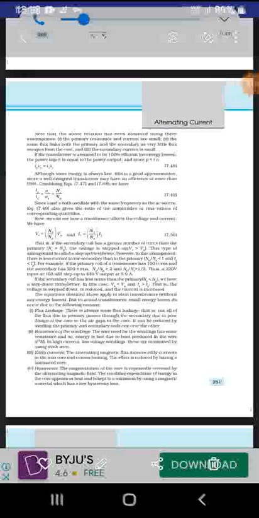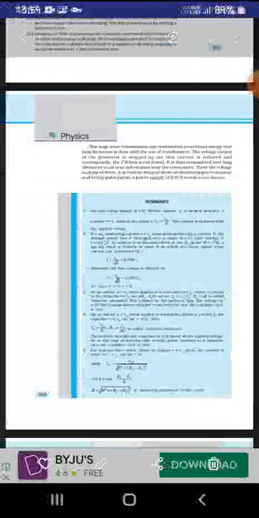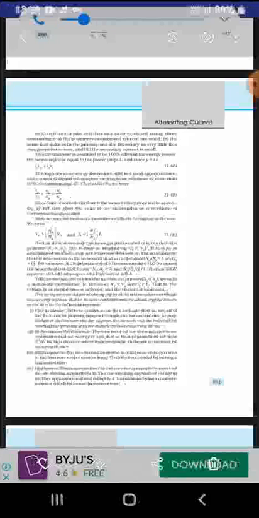Next is hysteresis. The magnetization of the core is repeatedly reversed by the alternating magnetic field, so that's why this loss happens. These are the problems that happen in the transformer.